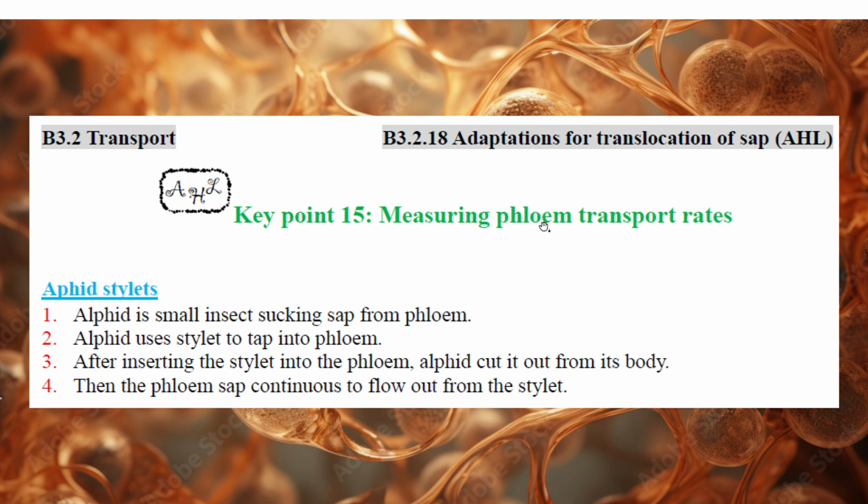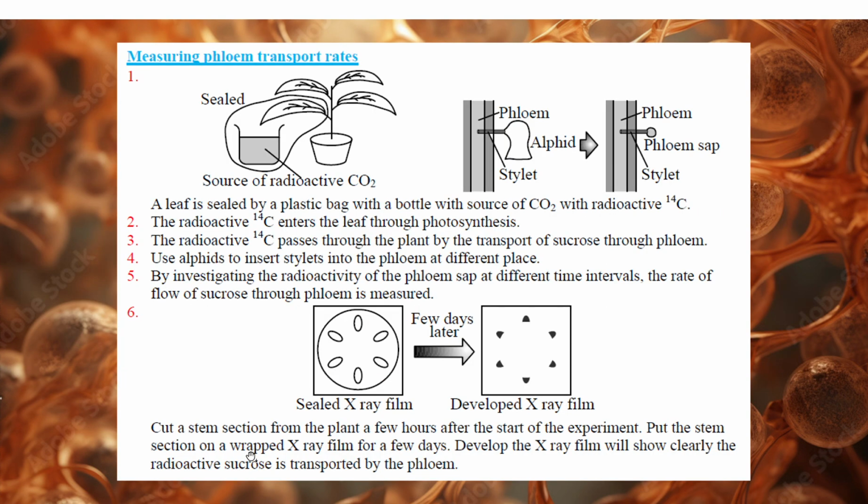How to measure the phloem transport rate? Aphid stylet, a fairly smart way. Okay. An aphid is a small insect sucking sap from the phloem to get the nutrients. Okay. The aphid uses a stylet to tap into the phloem. After inserting the stylet into the phloem, the aphid is cut off from its body, so the phloem sap continues to flow out from the stylet, and then the aphid can drink from it. Okay. Very smart way. So how can we estimate the flow of sugars?